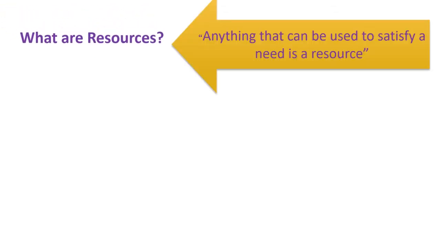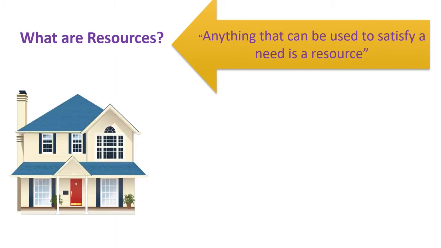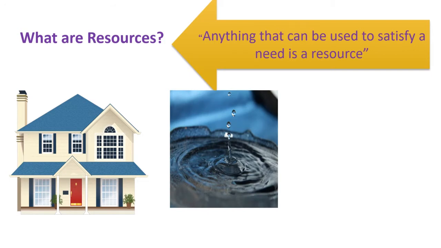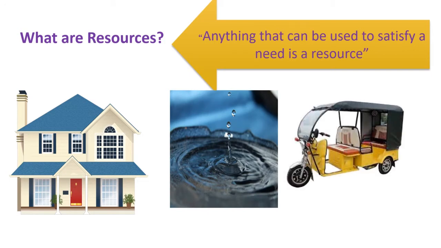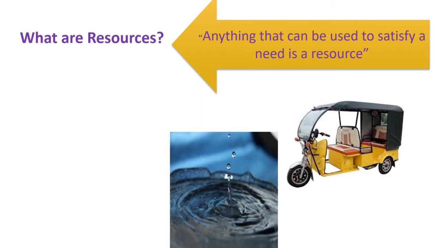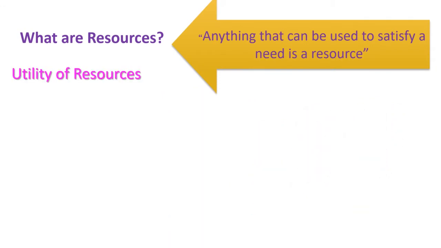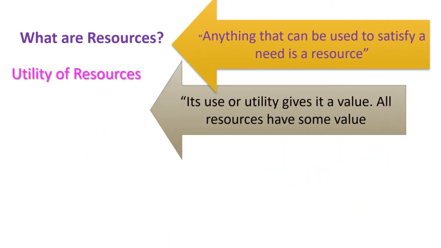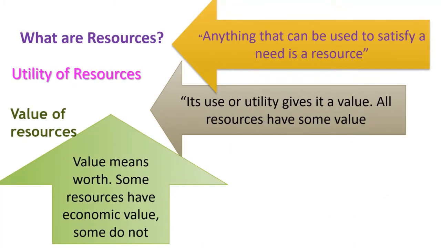Let us know what are resources. Anything that can be used to satisfy a need is a resource. For example, a house, water, or an auto. They all have a utility. Utility decides the value of a resource. What do you mean by value of a resource? Value of a resource means the worth.